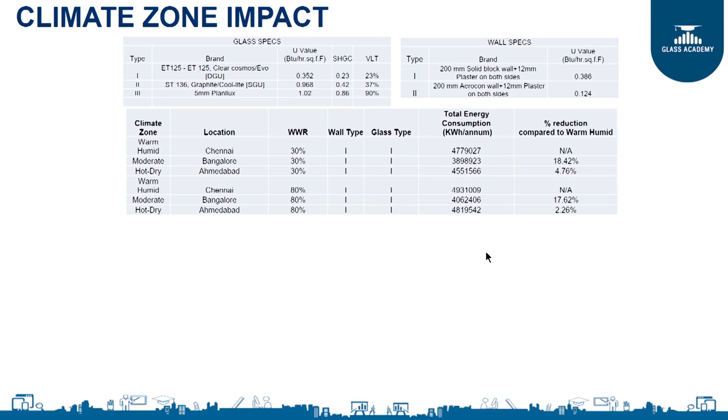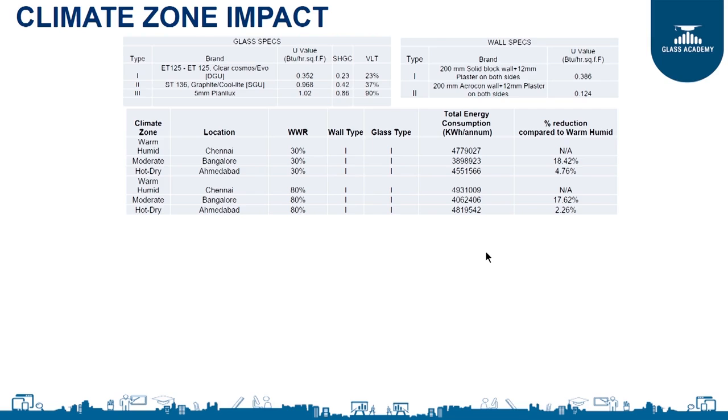So you can see the warm humid zone, which is Chennai, has got the highest energy consumption, right, with these types of glass. So if you have a wall type 1, it is talking about a glass spec of ET125 with a U value of 0.352, SHGC of 0.23 and a VLT of 23%. That is glass type 1. Wall type 1 is 200 millimeter solid block.